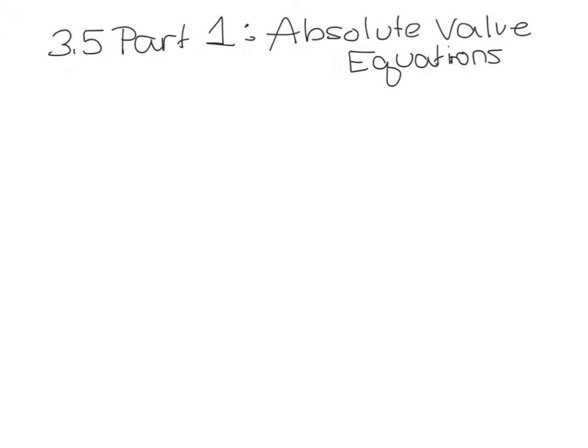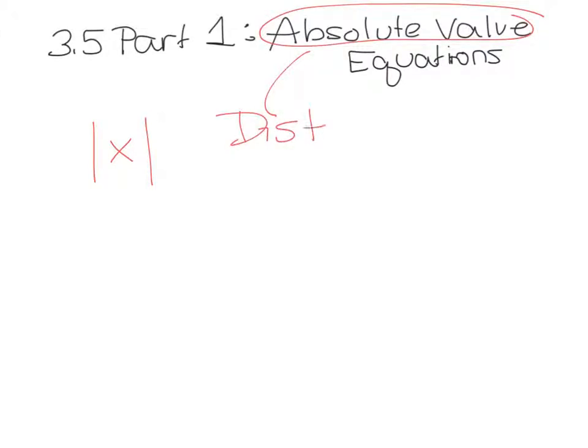class. So today we are going to start with 3.5 part 1, which is absolute value equations. First thing is you need to understand what an absolute value is and what it looks like. So an absolute value is going to look like little sticks or bars that are going to be on either side of an expression. And what an absolute value represents, it represents a number's distance from 0.